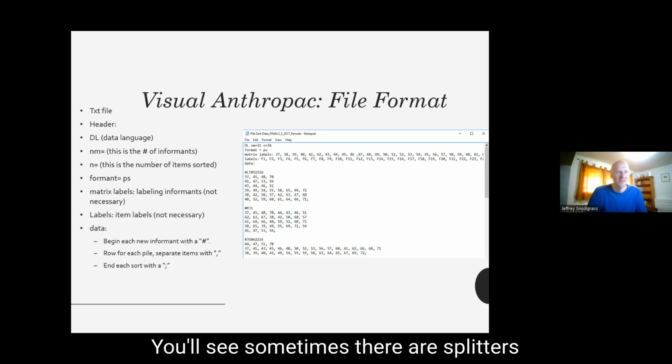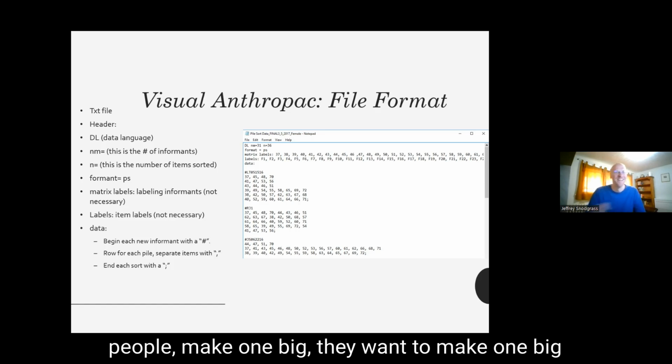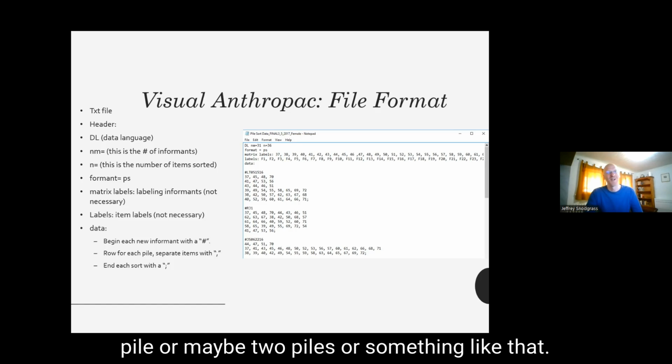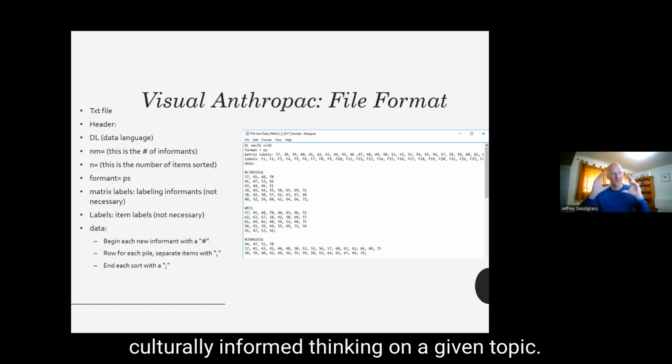You'll see sometimes there are splitters and sometimes there are lumpers. Some people make a lot of piles and some people want to make one big pile or maybe two piles or something. It's quite informative for the kind of culturally informed thinking on a given topic.